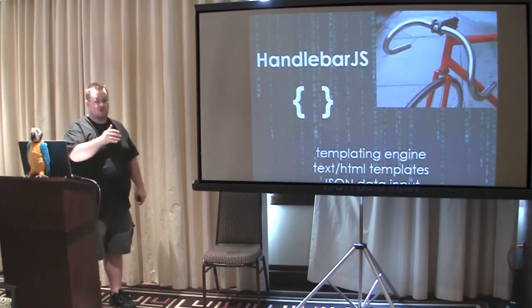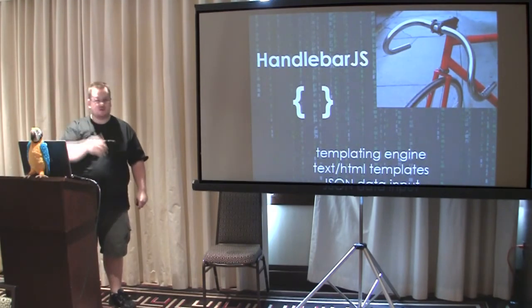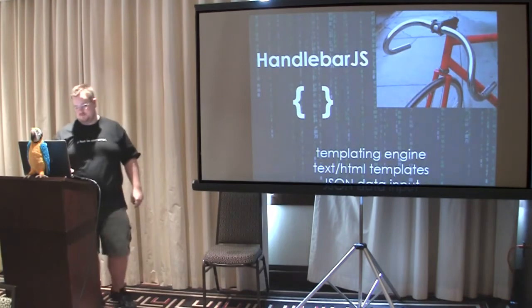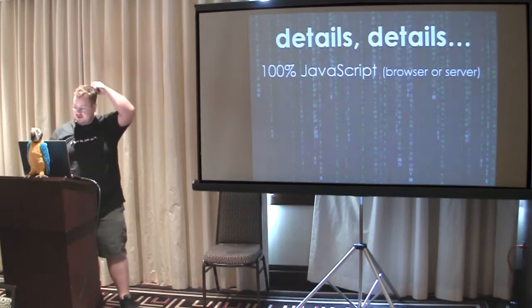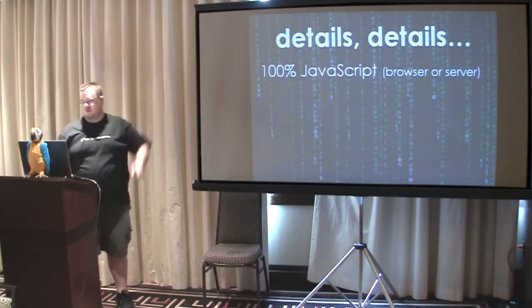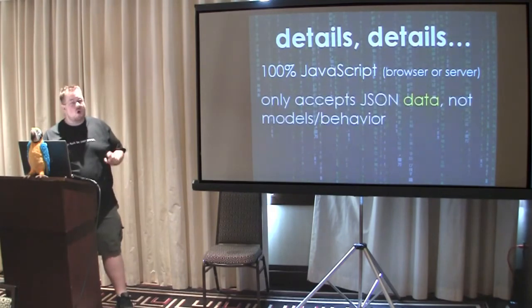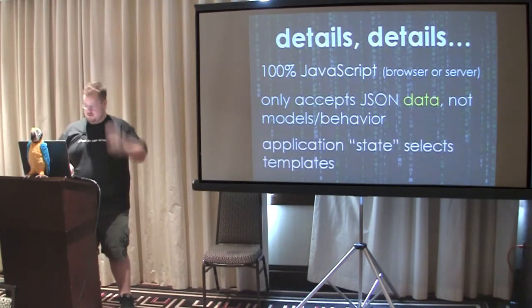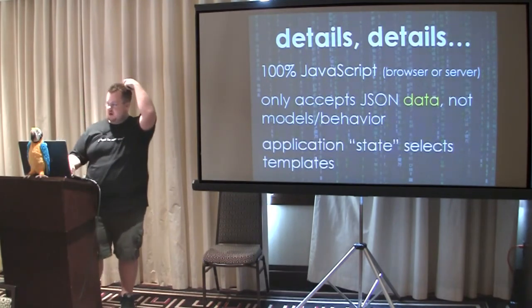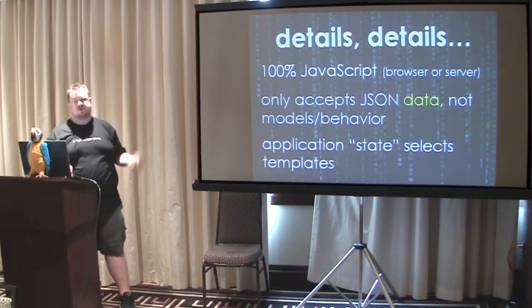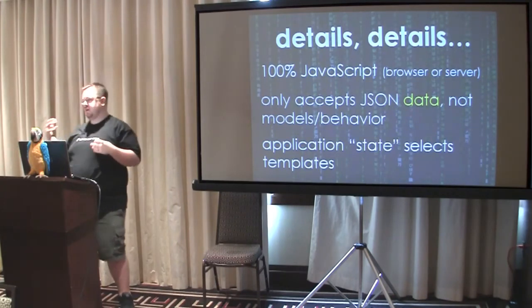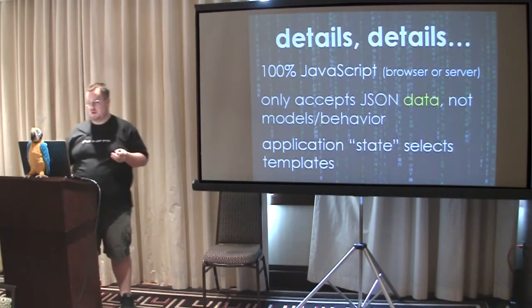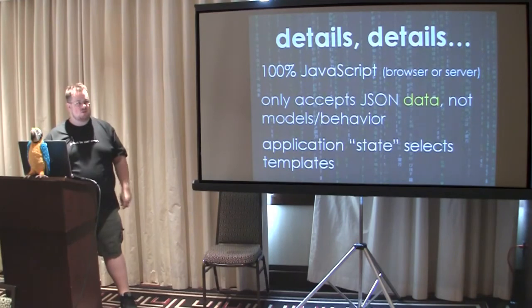And if you need a little bit of a tweak to that in your front end, you're in control of tweaking that serialization. So the details: this is 100% JavaScript, runs both in the browser and the server. It only accepts JSON data, not models and behavior. The application state is an arbitrary string value that represents the state of your application, the state that that black box is currently in. That's what's going to select which template to use.